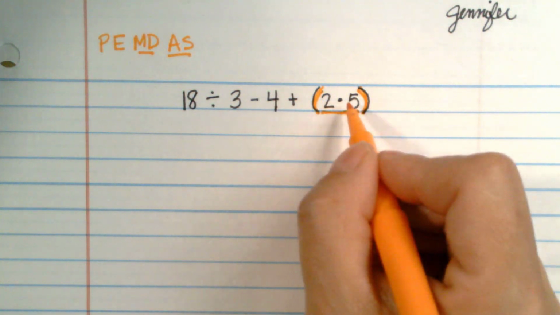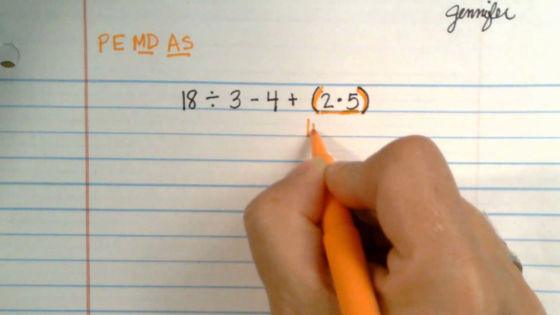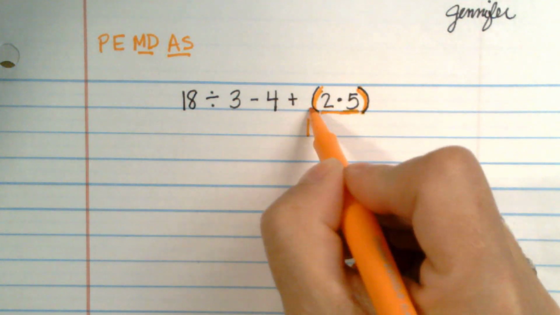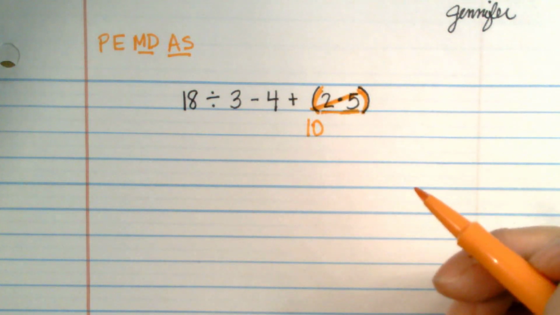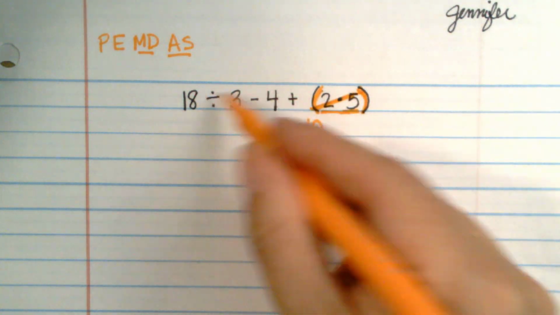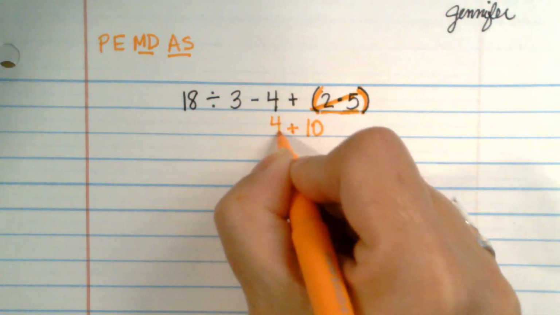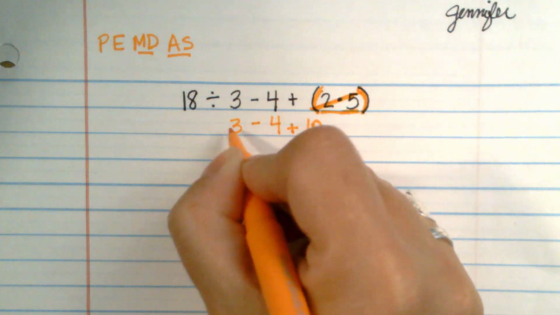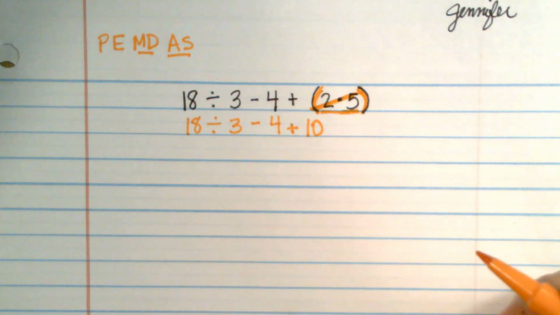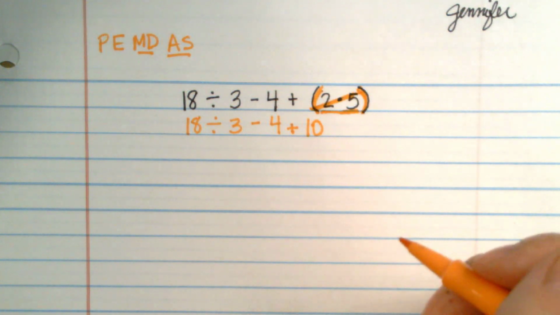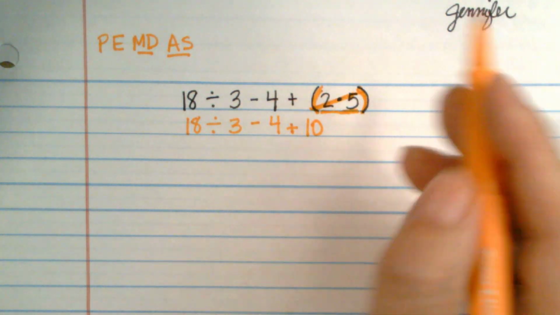What is 2 times 5? Did you say 10? Great. I write it, I cross it off because now I've done it and I've used it. I bring everything else down that I haven't used yet. I have finished one operation. It's now time to find the next operation I need to do.